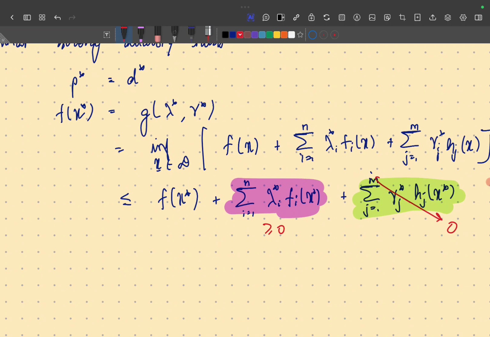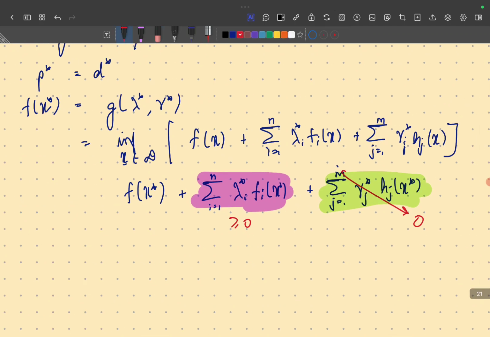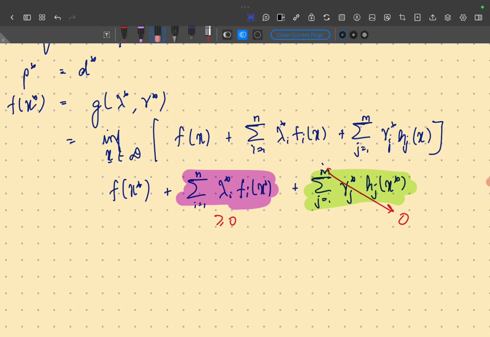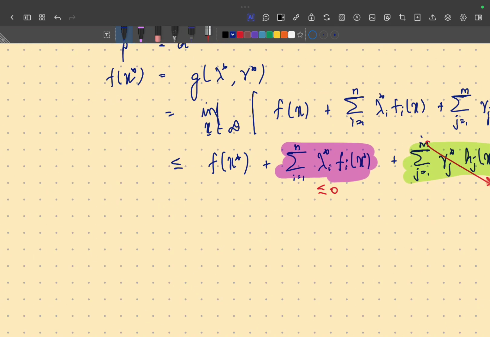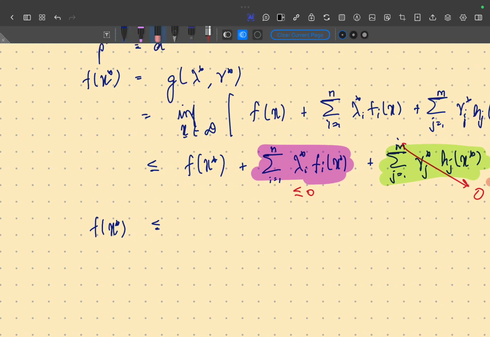I'm sorry. This should be less than or equal to 0. Right? So we have f of x star, which is less than or equal to f of x star plus something that is less than or equal to 0. Right? x star. I'm sorry. I'm sorry. It's greater than or equal.